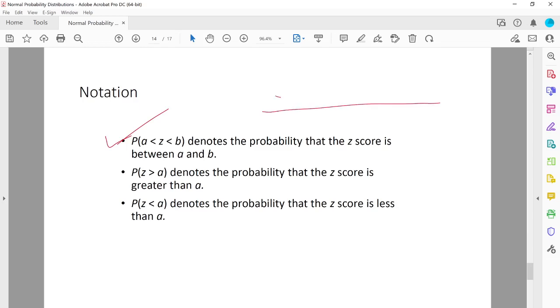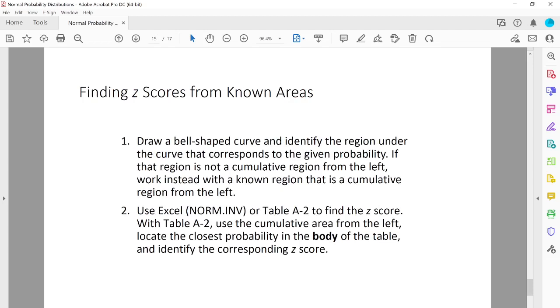So let's say you have a standard normal distribution here, and there is a z-score z1, and there is another z-score z2, and if you want to find the area under the curve from this z-score to this one, then this is the notation we can use. This notation denotes the probability that the z-score is greater than A. Remember, the probability and the area under the curve denote the same thing. This notation means the probability that the z-score is less than A.